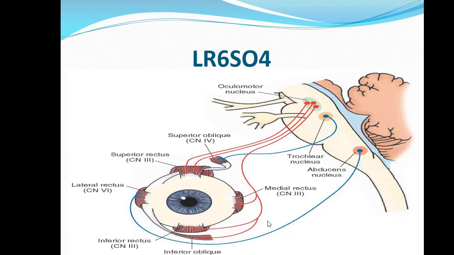Now the nuclei of these cranial nerves are present in the brain stem. Here you can see this is the brain stem. These are the pons, and this is the medulla. And in the brainstem, we can see the nuclei of the cranial nerves. Here is the nucleus of the oculomotor nerve, this is the nucleus of the trochlear nerve, and this is the abducens nerve nucleus.